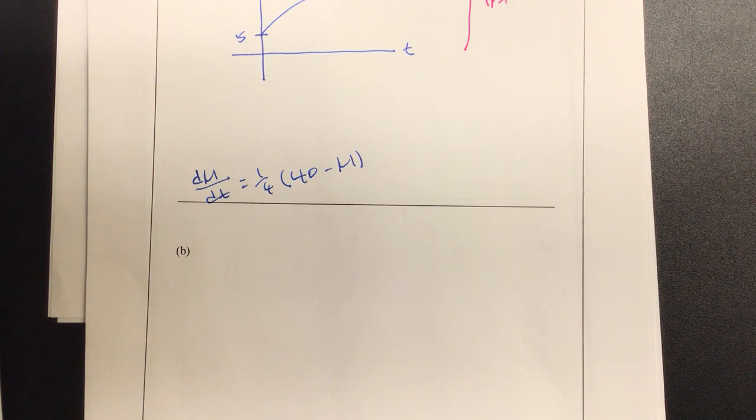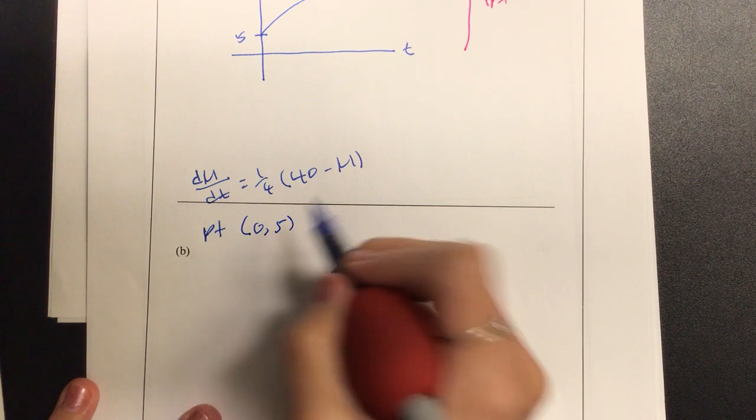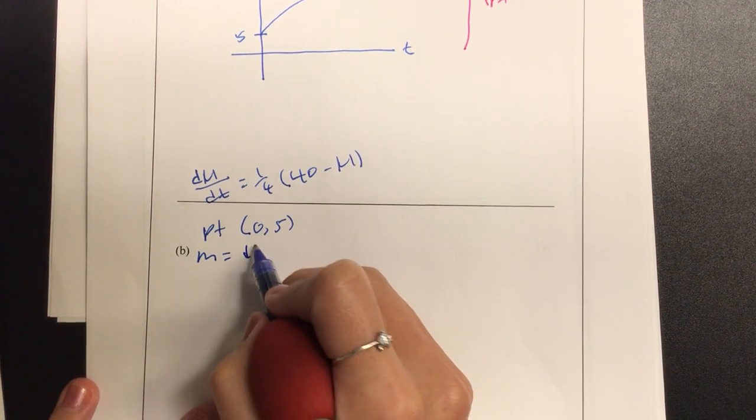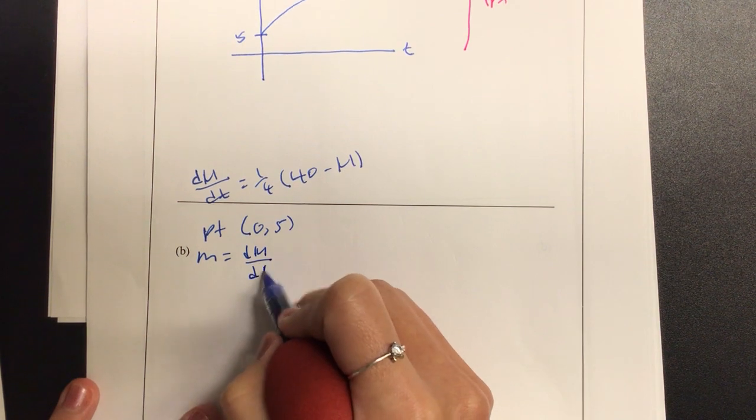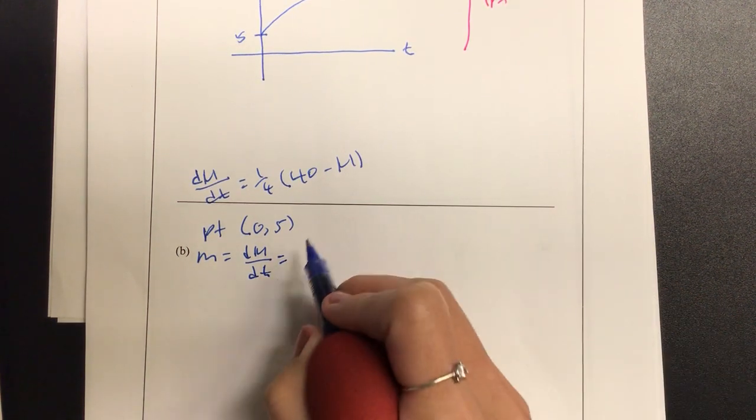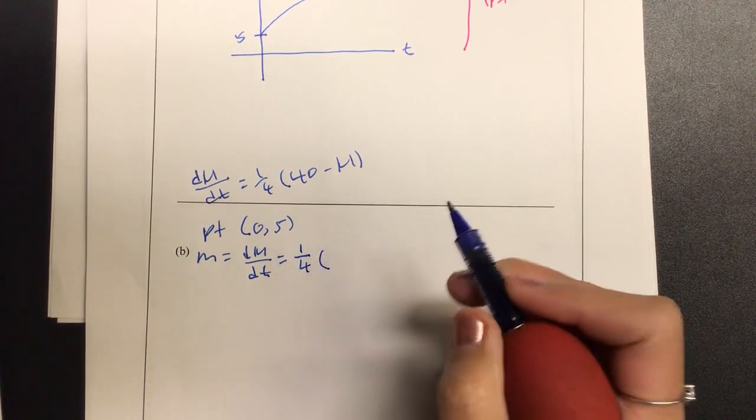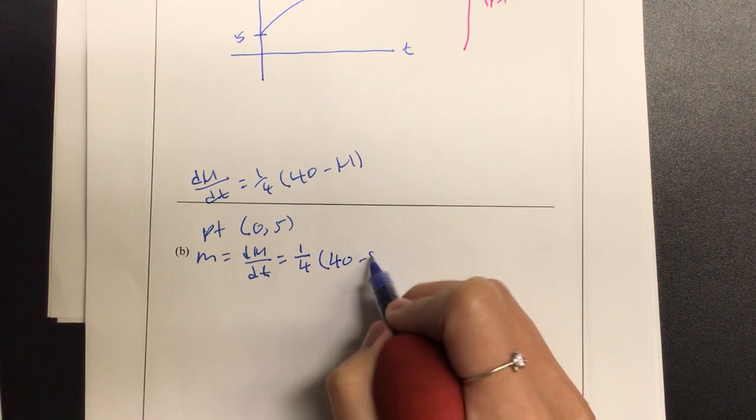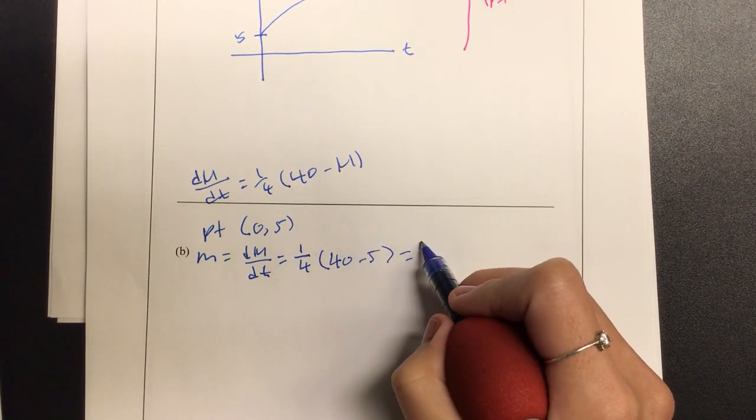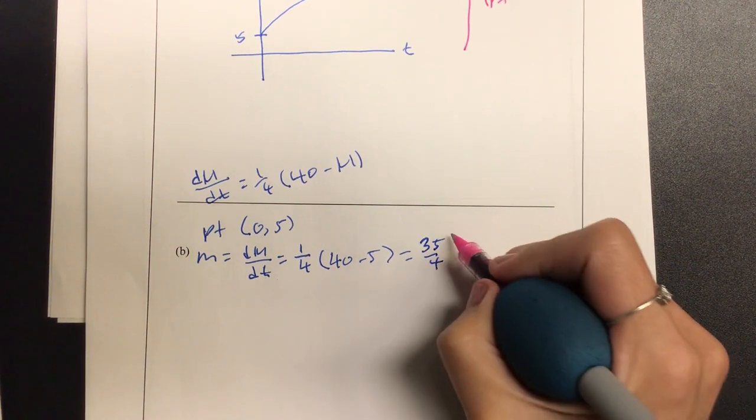Okay, for tangent line, we need a point and a slope. So let's write, we have a point, 0, 5. We need our slope, and slope is dm over dt. Don't we already know dm over dt by the given? Yeah? So if I plug it in, I get 1 over 4 times 40 minus 5. And again, this is non-calc. So what is 40 minus 5? 35 over 4. Getting to that slope alone is 1 point.